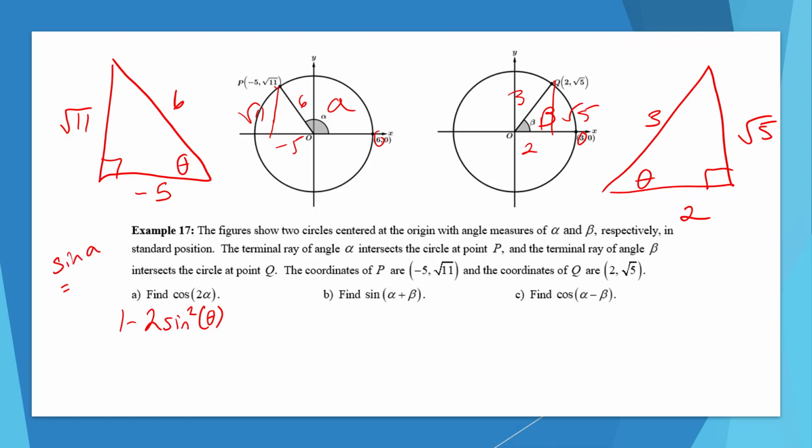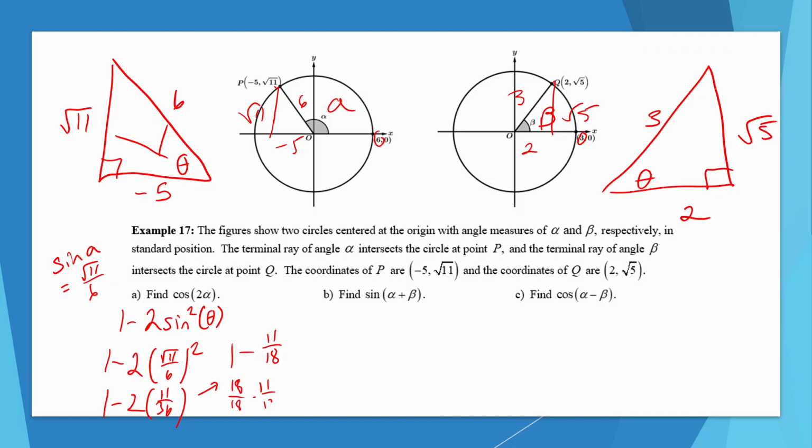Sine of A is equal to opposite over hypotenuse, so square root 11 over 6. And then this is going to be 1 minus 2 times square root 11 over 6 squared. So that's 1 minus 2 times 11 over 36, which is 1 minus 11 over 18. And then this is 18 over 18 minus 11 over 18 to give us 7 over 18 as our answer for part A.